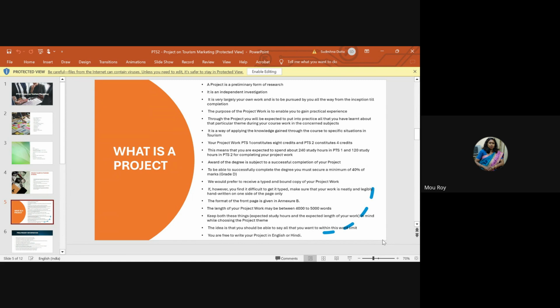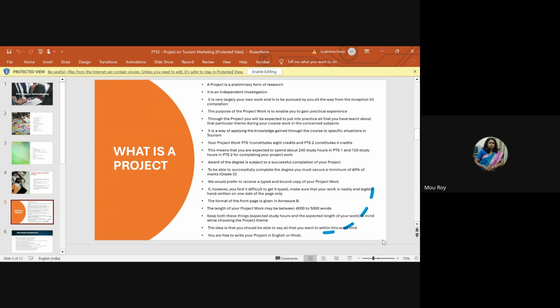Suppose you write all the exams, you complete your assignments, and you think, no, I'll complete it later. No, IGNOU will withhold your result. Unless you complete your project, you have not completed your degree. After completion of your project, it has to be signed and acknowledged by your supervisor and submitted to IGNOU. Okay, then you will be awarded the certificate.